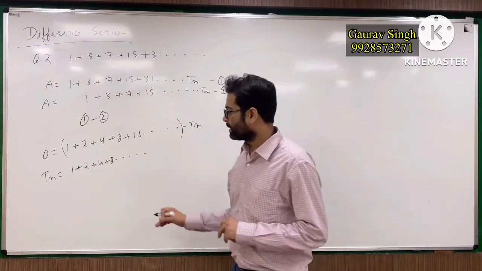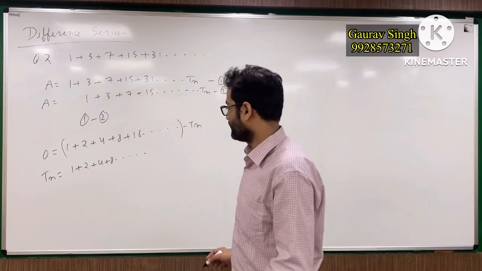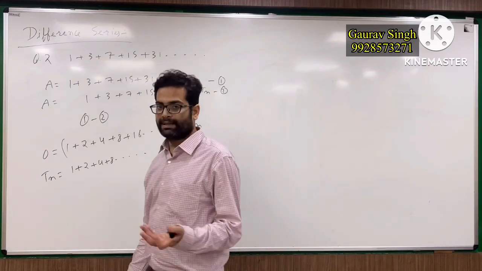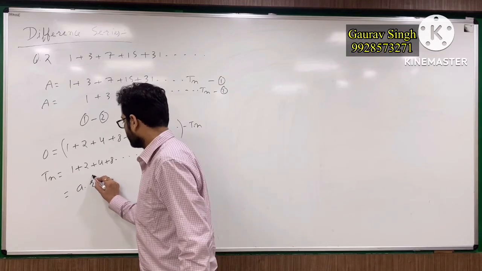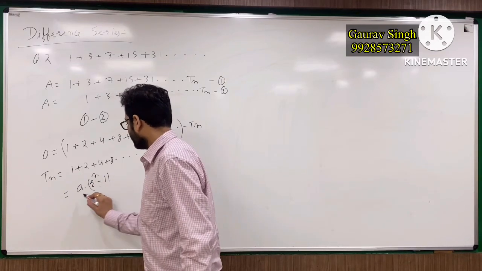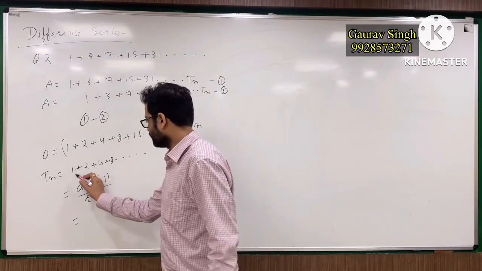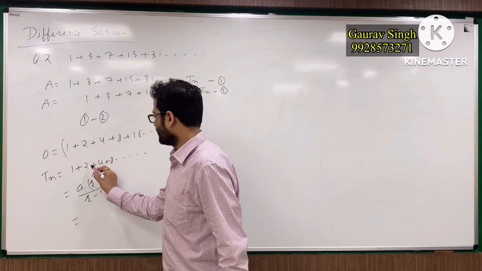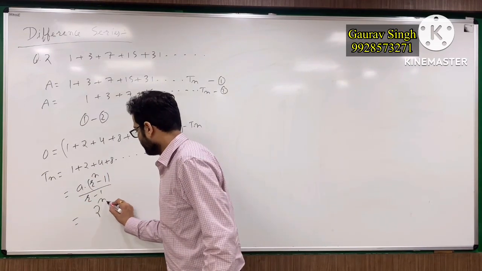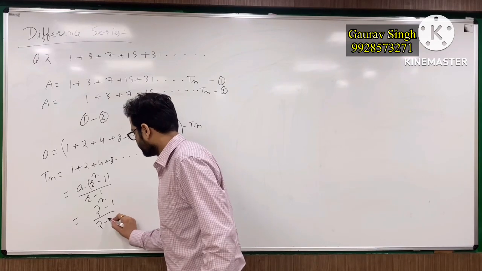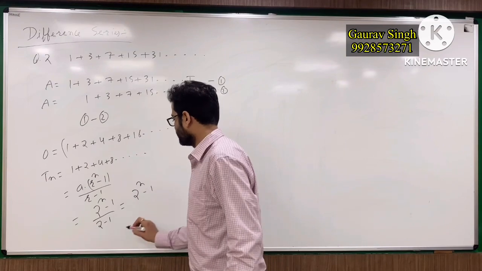And Tn comes there. We find Tn equal to 1 plus 2 plus 4 plus 8. Okay. Now we find this is a GP, n terms of GP. And we know the formula of GP: a into r to the power n minus 1 upon r minus 1. Here a is the first term, 1, and r is the second term upon the first term, 2. Then we get 2 to the power n minus 1 upon 2 minus 1. So we find 2 to the power n minus 1 as Tn.